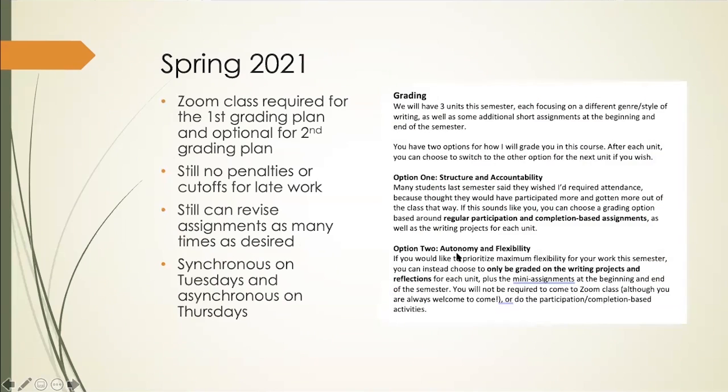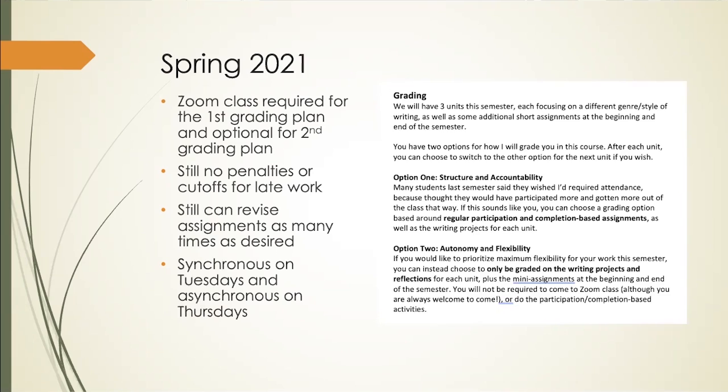So this semester, I had two different grading plans that the students could choose from. Zoom class was required for the first grading plan. That's the structure and accountability plan. And it was optional but encouraged for people who chose the second grading plan. Right before the beginning of each unit, students would choose which one they wanted for that unit. And then they could choose to switch before the next unit, and we have 3 units. I still didn't do any penalties or cutoffs for late work until the end of the semester. They could still revise as many times as they wanted.